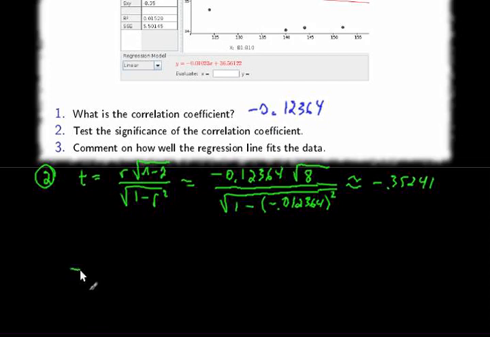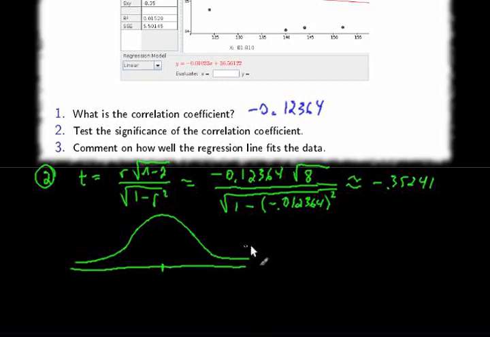The p-value comes from the student's t-distribution, where we have negative 0.3524. So let's say negative 0.354 is here. So what we're looking for, we make this symmetrical. What we're looking for is the area in the two tails. And this is T8.